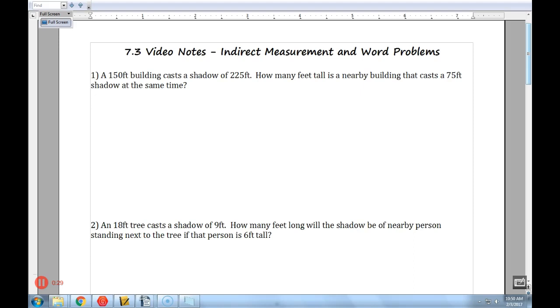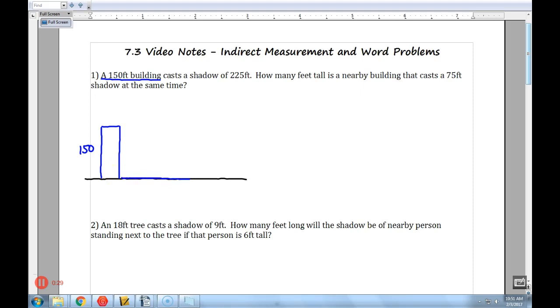It says a 150-foot tall building casts a shadow of 225 feet. How many feet tall is a nearby building that casts a 75-foot shadow? So basically you're going to draw the ground, and I'm going to do the first building here in blue. So 150-foot tall building, and don't waste a lot of time on your drawing, just kind of put a building like that. So that's 150 feet tall. Casts a shadow of 225 feet. So the shadow is going to actually be here on the ground.